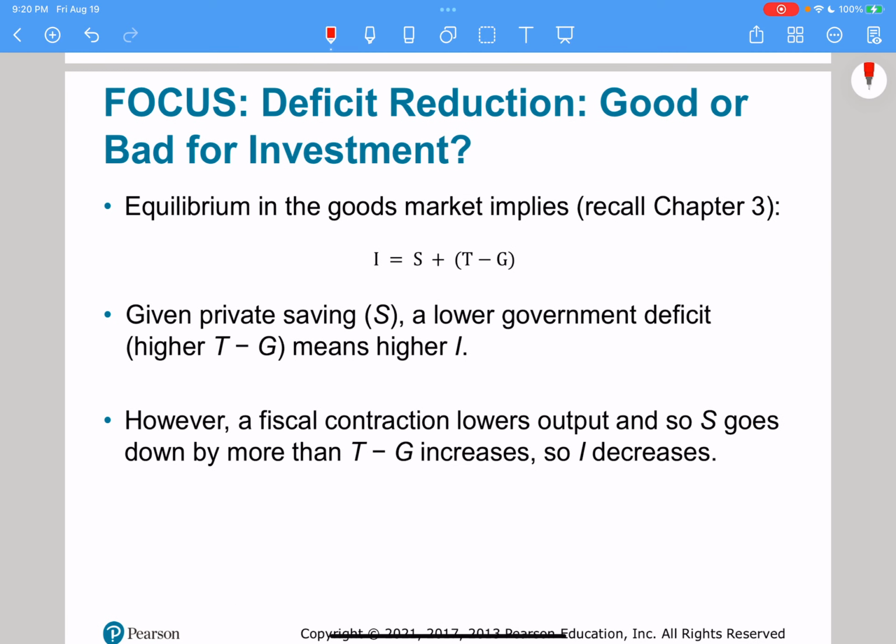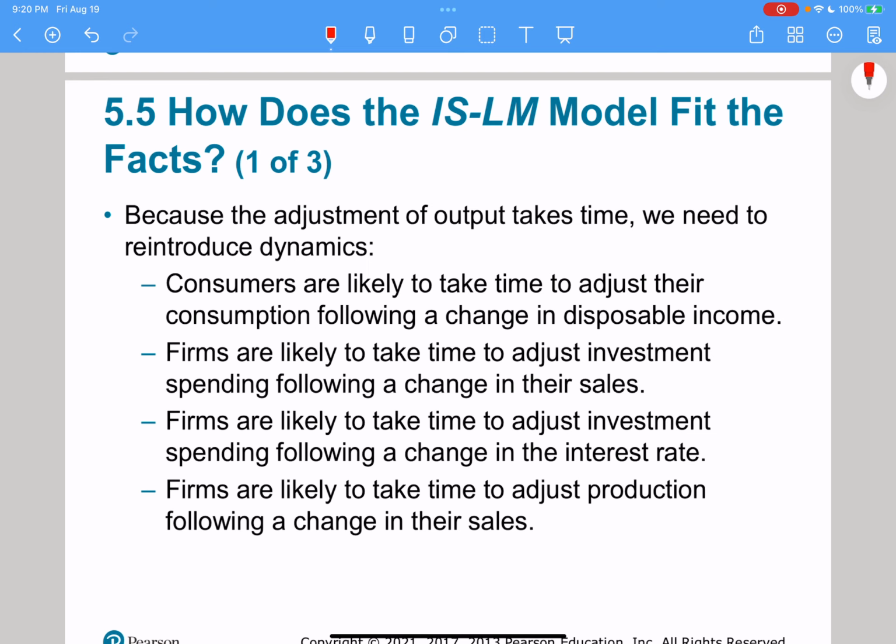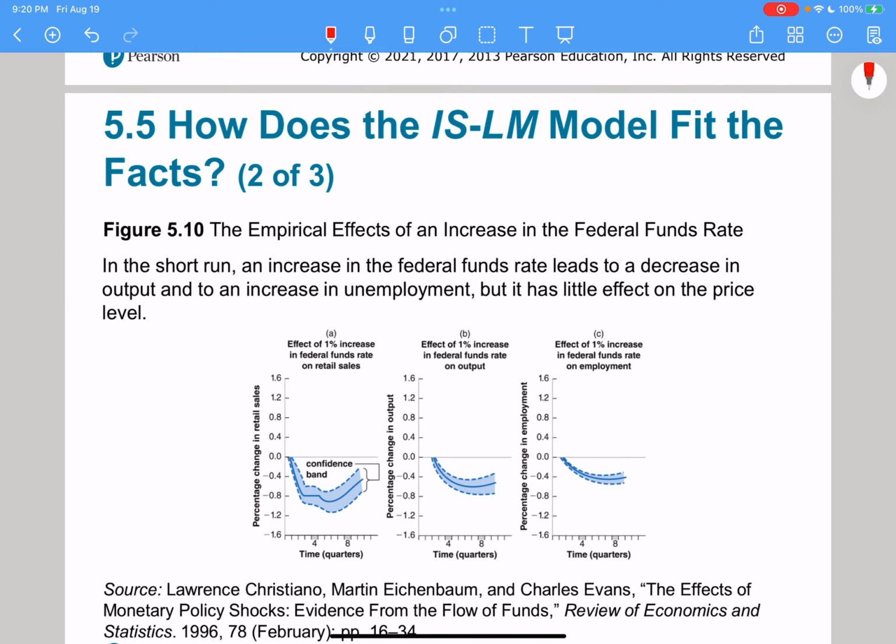Well, take a look on those focus sections here. And here there's the discussion of how the IS-LM model fits the facts. I would like you to read this, guys, as well.